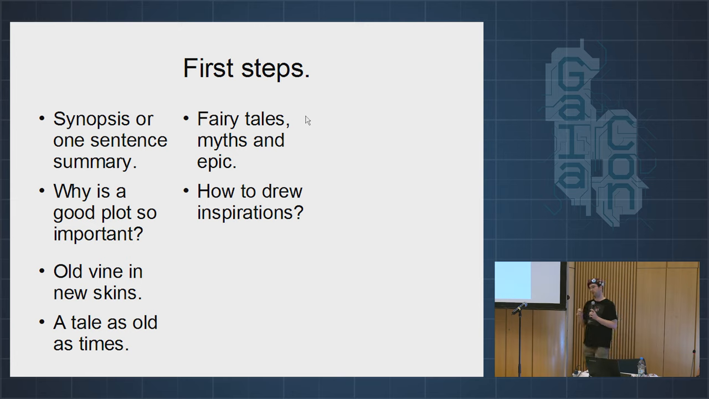How to draw inspiration. Everything can inspire you, everything. A small horse, a small dragon, or a butterfly, a flower, a pie, everything can impress.